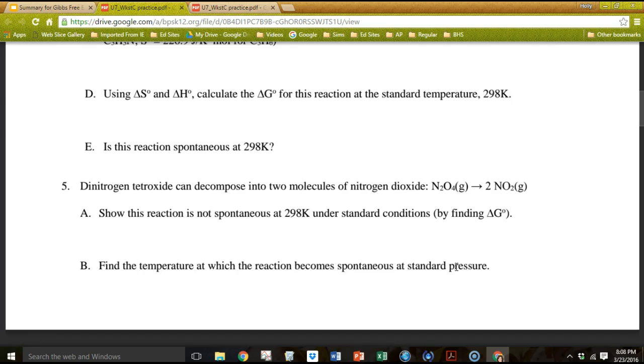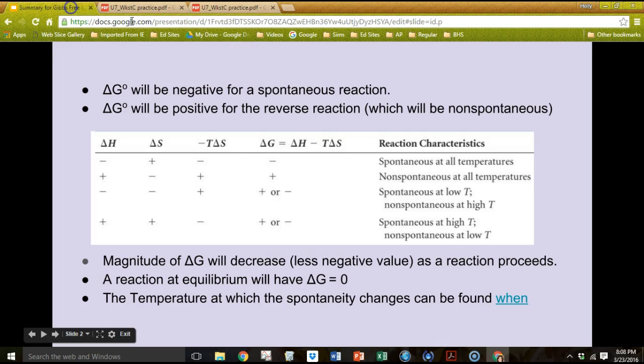So for B, find the temperature at which the reaction becomes spontaneous at standard pressure. Let's think about that. So I'm going to go back to this equation right here. And so the temperature where it becomes spontaneous, if you think about this equation here, a lot of times you'll see the delta G being set to 0, and then you'll rearrange things and solve for temperature. But if we think about why we would do that, again, if this value is negative, it's spontaneous. We want to catch that point where we transition from positive to negative.